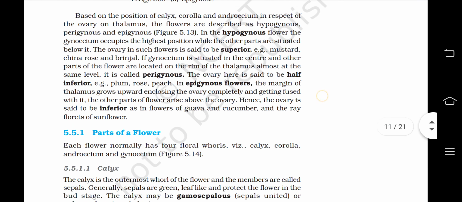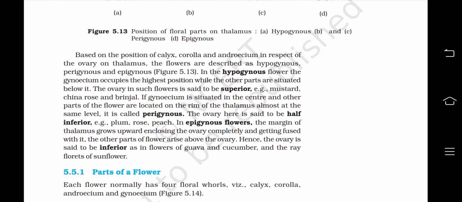Here comes the end of the second part of the morphology of flowering plants.